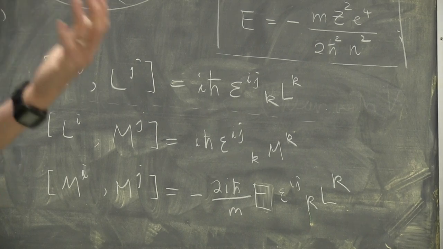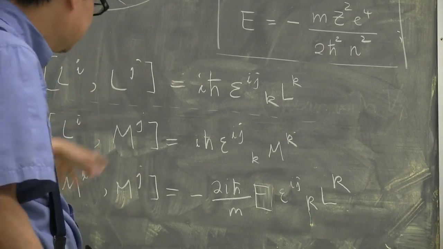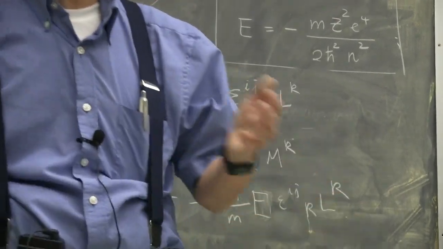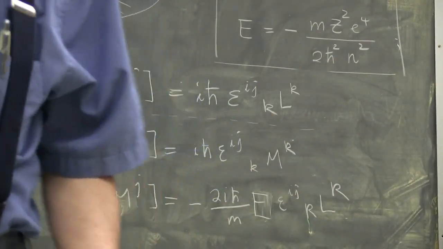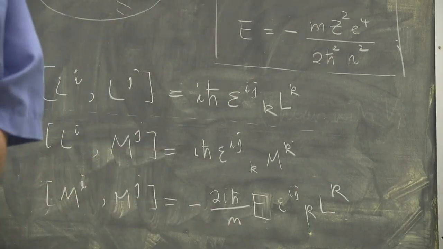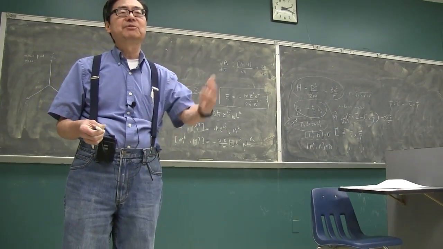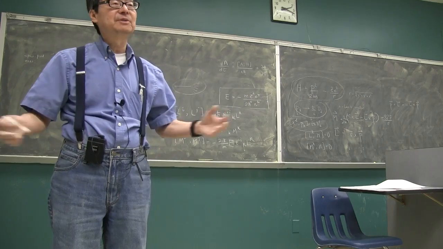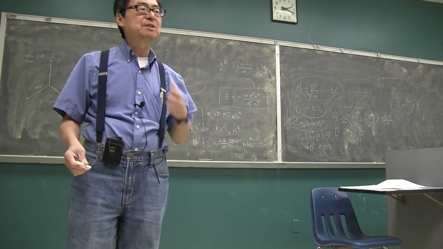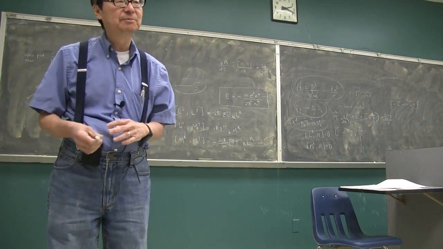Now you see that everything is nice. L's and L's give you L's, L's and M's give you M's, M's and M's give you back L's. So it's all one big family. The L's and M's are one big family. It is a vector space, an algebra, called the Lie algebra of SO4. Since it's a vector space, you can think of L1, L2, L3, and M1, M2, M3 as the 6 basis vectors of that linear vector space. So everything in that algebra can be written as linear combinations of the 6 of them.